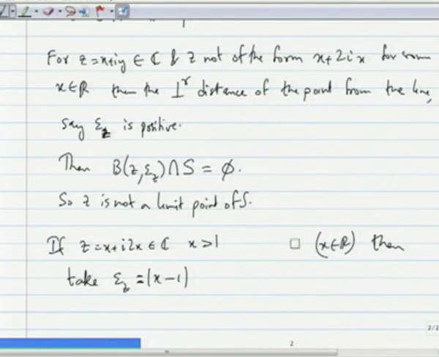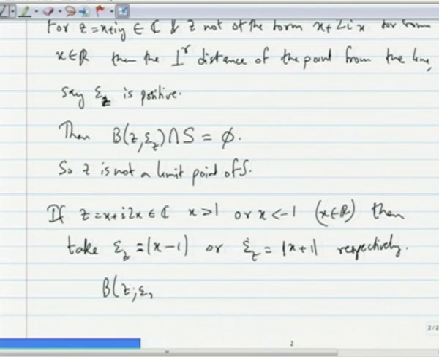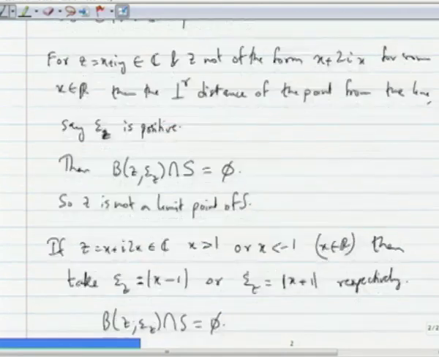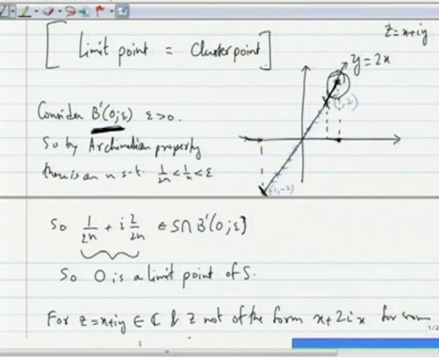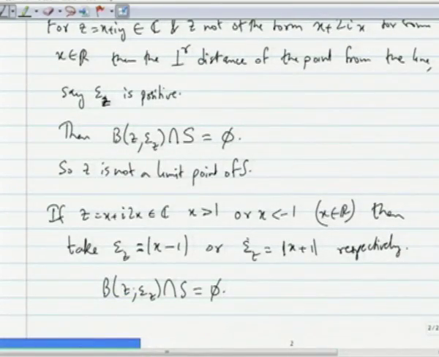So, actually this pertains to x greater than 1. For x less than -1, we can do something similar. We can take epsilon_z equal to the modulus of x + 1. So, if x is greater than 1 or x is less than -1, then take epsilon_z to be modulus of x - 1 or modulus of x + 1 respectively. Then what we can guarantee is that B(z, epsilon_z) intersection S is empty, because if you take a ball of this radius, that definitely is going to stay clear of the set. So, that intersection S is empty.